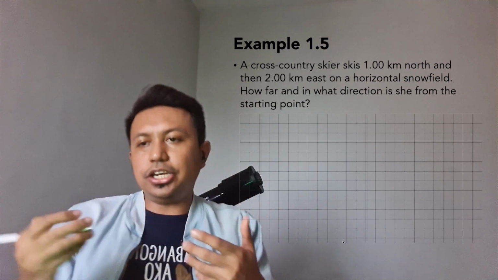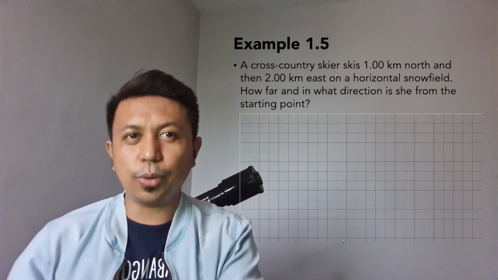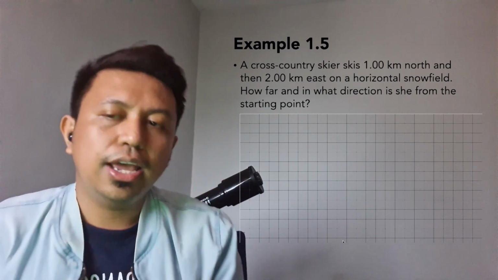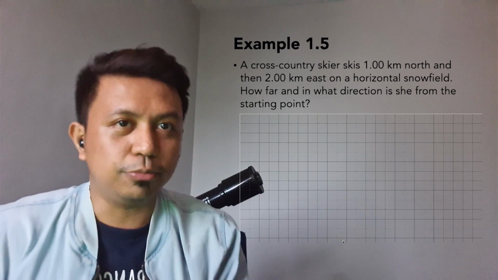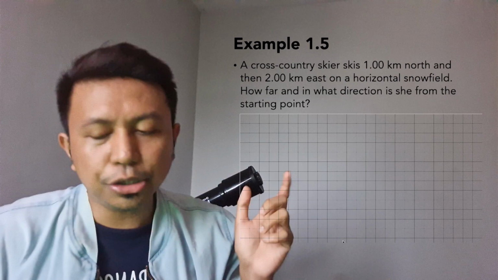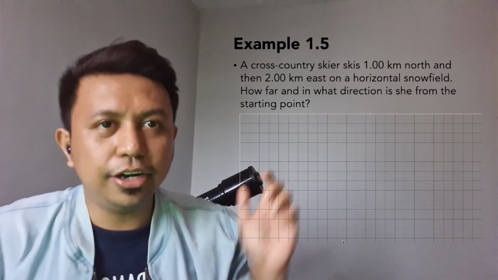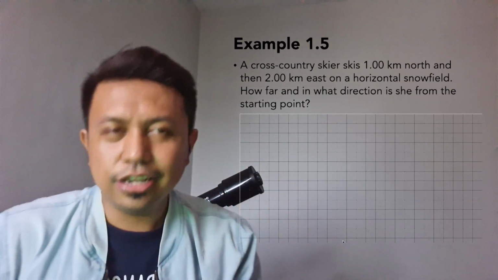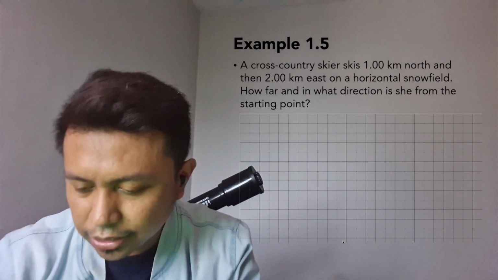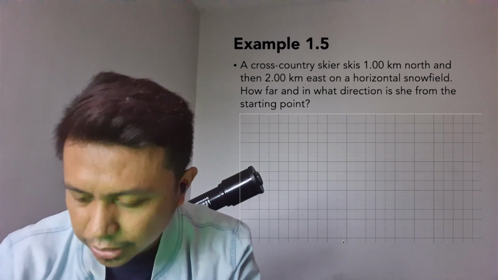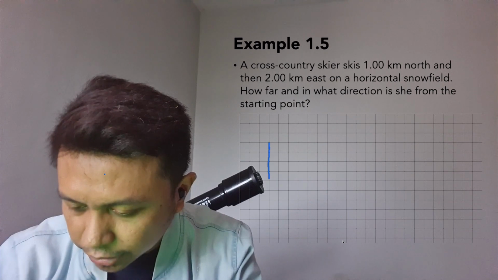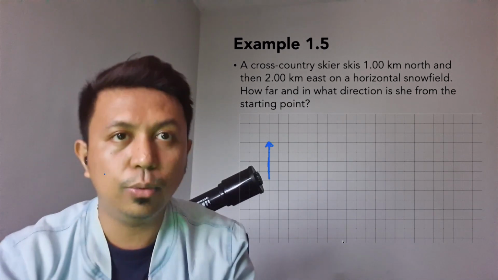So we have here a skier going at 1 kilometer north. When you solve vectors graphically, you have to have a scale and make sure that it is consistent in your measurement. In this problem, it's 1 kilometer going north, and we have here a grid line. So I could say that 1 kilometer is 4 lines. So 1 kilometer north could be this one.